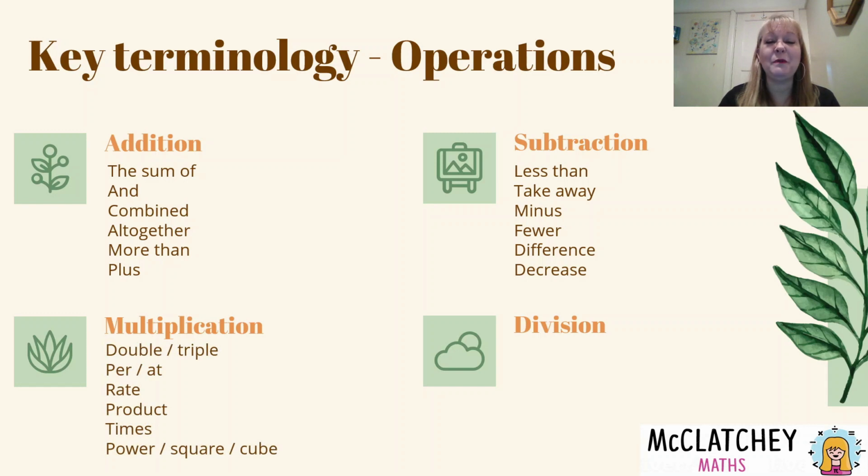For multiplication, we might say double or triple, per, at, or give a rate. We might say product, times, power, square, or cube. These are all giveaways that we are wanting you to do some multiplication. And for division, we might talk about sharing equally, distribution, halves, thirds, quarters, fractions, equal groups, and splitting.